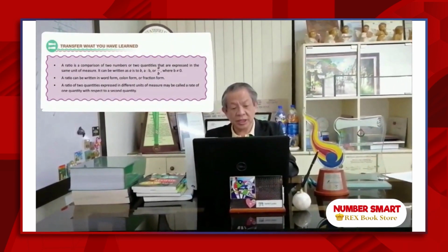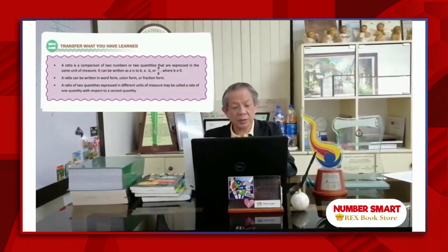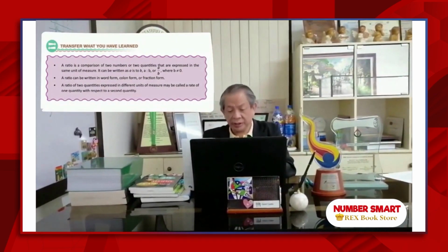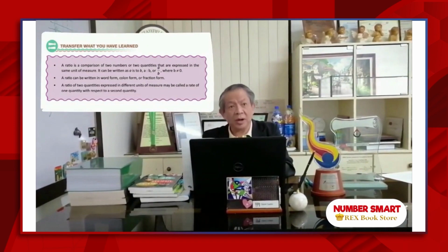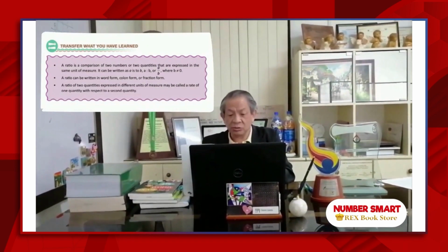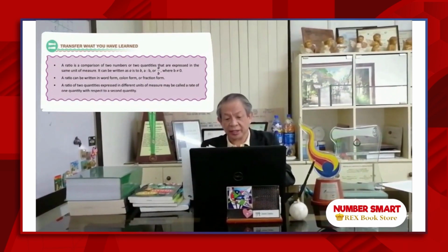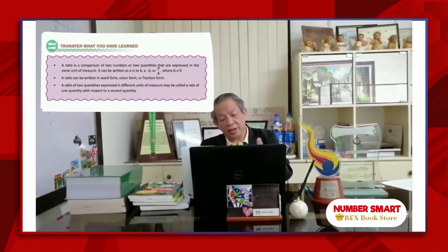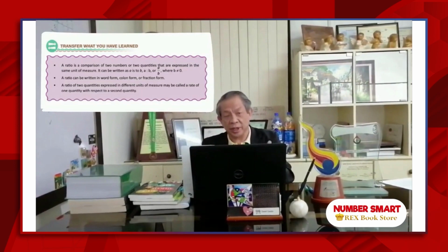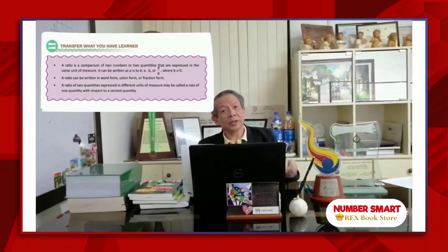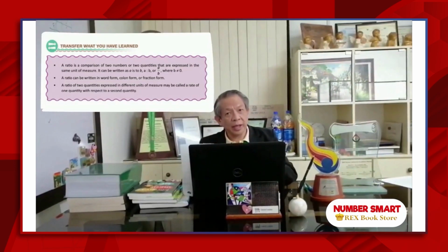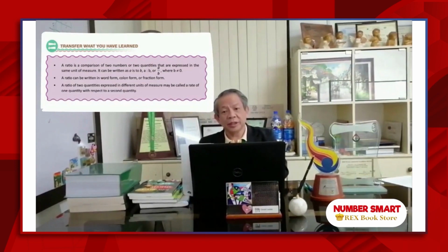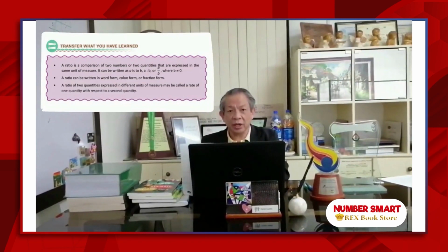Thus, you will see on the slide the following ideas, particularly that idea about ratio being a comparison between two non-zero quantities A and B, expressed in the same unit of measure, written either in word form as A is to B, or in column form A column B, or in fraction form A over B.